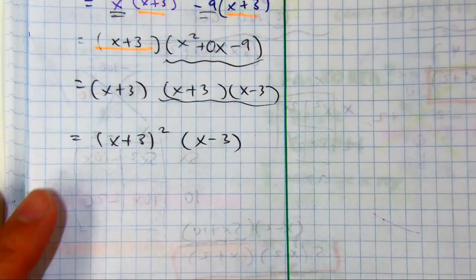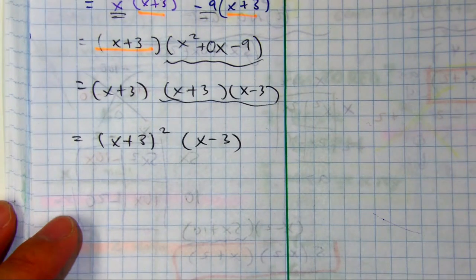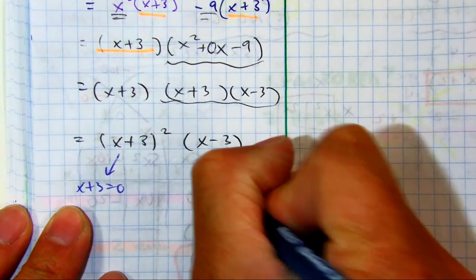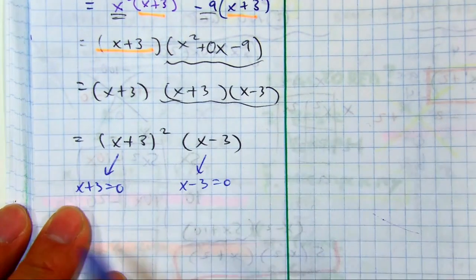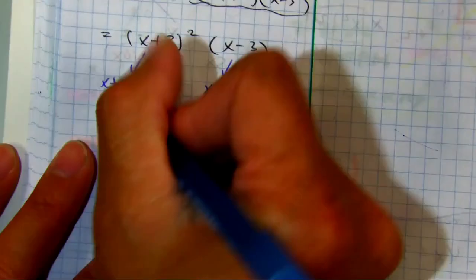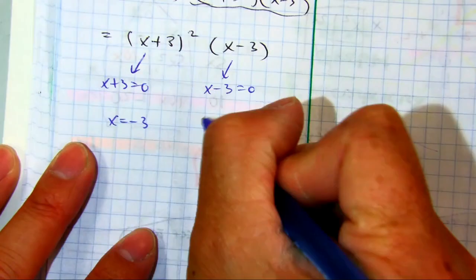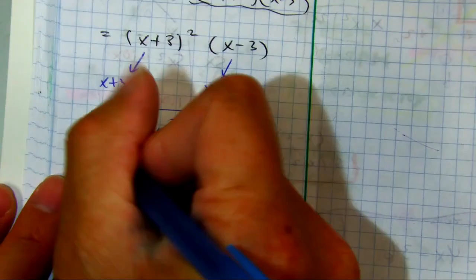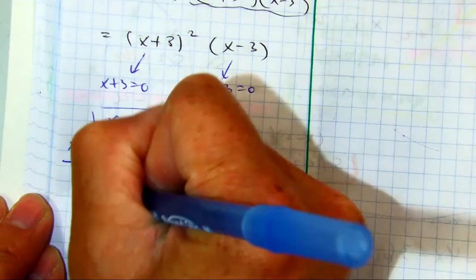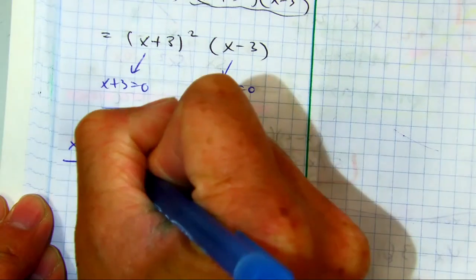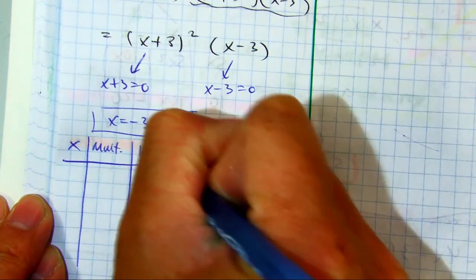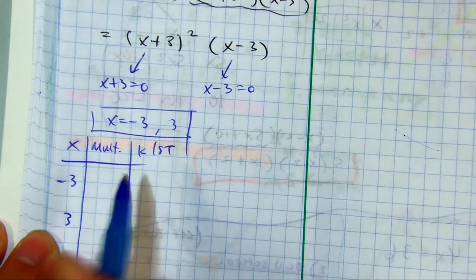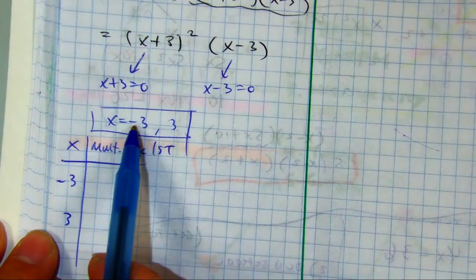We're going to go ahead and figure out the basic graph. I'm going to go ahead and solve these here. x plus 3 equals 0. I don't want to do it twice, so you just do it once. Your 0s there are x equals negative 3 and positive 3. And you'll notice that in my little chart here, the first column is x. That's my 0, so negative 3. And x equals 3.